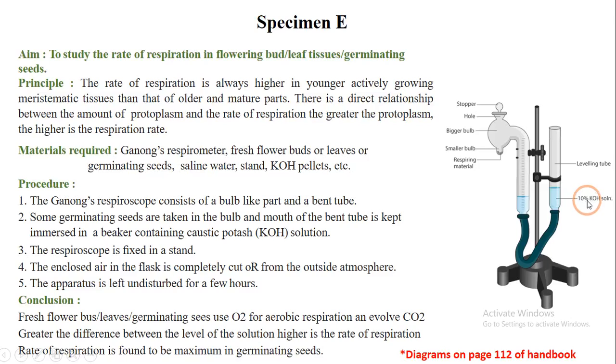As the KOH solution absorbs all the carbon dioxide, the KOH solution rises in this leveling tube. So the greater the difference between the levels of the solution, the higher is the rate of respiration. And with this, we can also conclude that the rate of respiration is found to be maximum in the germinating seeds.